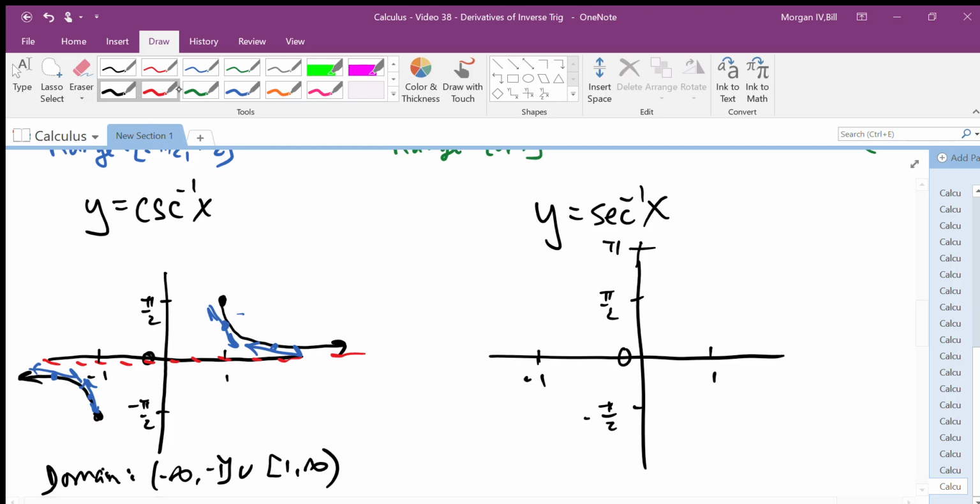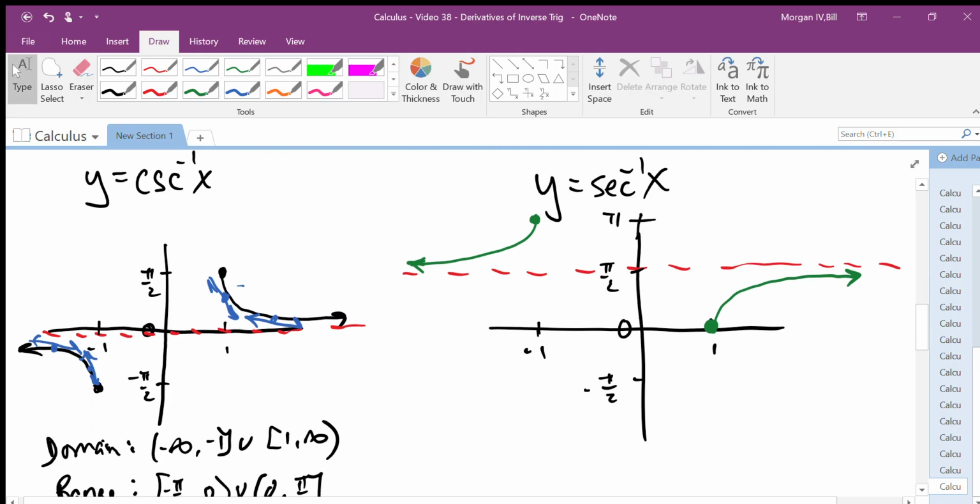This time the horizontal asymptote is at pi over 2. And the curve looks like this. The inverse secant of 1 is 0. That's because the secant of 0 is 1. And it goes towards that horizontal asymptote. The inverse secant of negative 1 is pi. That's because the secant of pi is negative 1. And once again, it goes towards that horizontal asymptote like so.